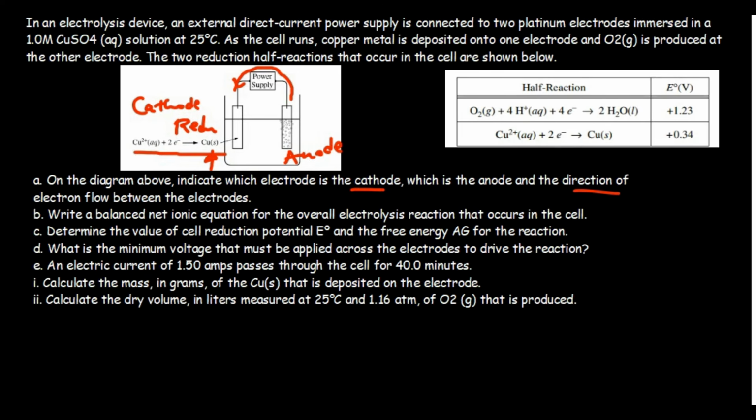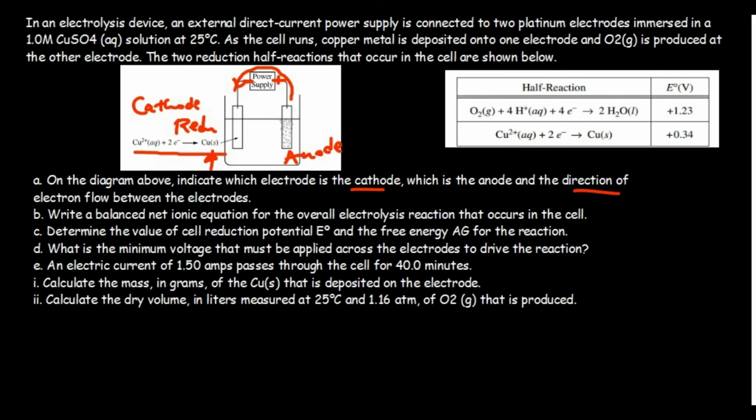Okay. So we've answered the first question. Of course, just a reminder, the anode is always connected to the positive part of the battery. The negative, that's the cathode. Now, write the balanced net ionic equation for the overall electrolysis reaction that occurs in the cell. So we need to write the balanced net ionic equation.